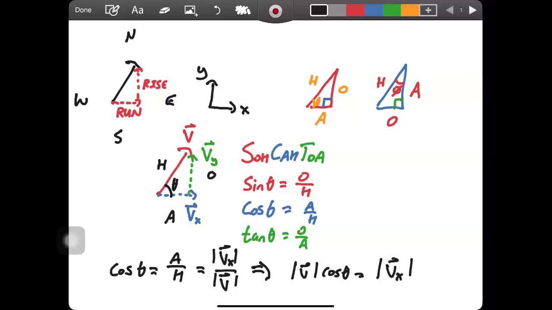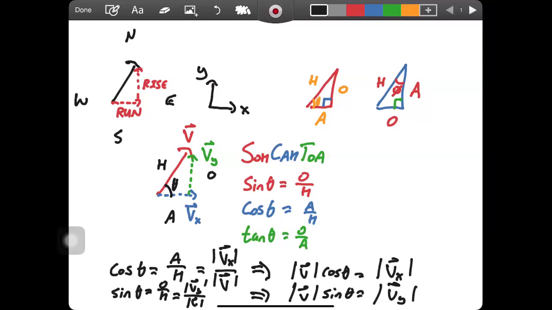Now, when you're dealing with the vertical component, instead, I'm going to use sine theta. And with SOHCAHTOA, that's going to be opposite over hypotenuse, okay? And so that's going to be the y component over the vector. And so that's going to give me the magnitude of the vector multiplied by sine theta equals the vertical component, okay? And that's probably why people sometimes think, oh, well, if it's vertical, it's always sine. But see, this is not necessarily the case.